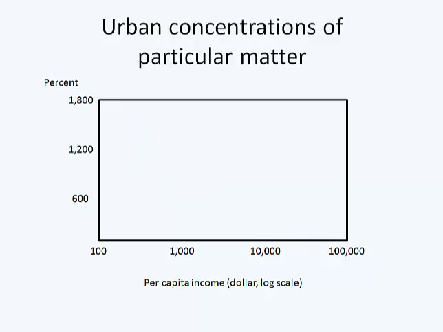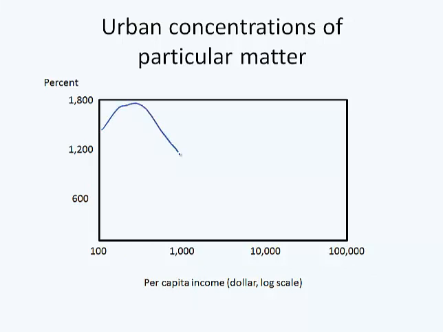Next one shows the urban concentration of a particular matter. This one is a bit more complex. On this side, we show the percentage of the particular matter from 600% of it to 1,800%. And again, here we show our income. Now it looks something like this.